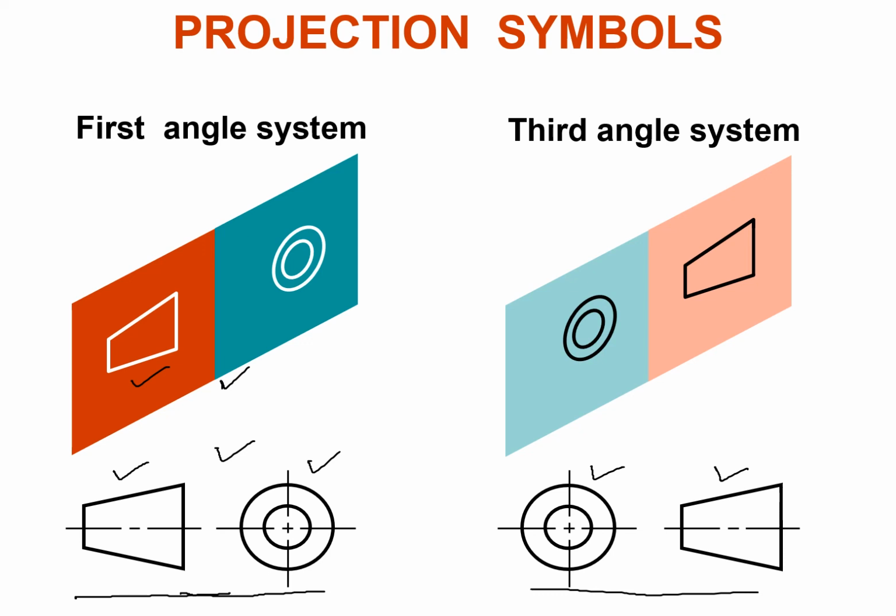We basically use these symbols on drawings to tell anyone reading the drawing which projection system we are using, either the third angle projection system or the first angle projection system, and we communicate that information with the help of these two symbols.